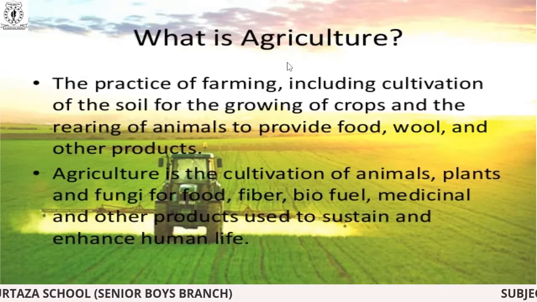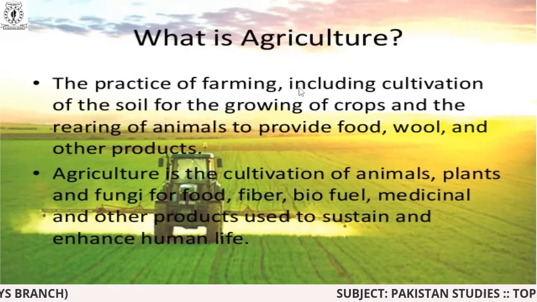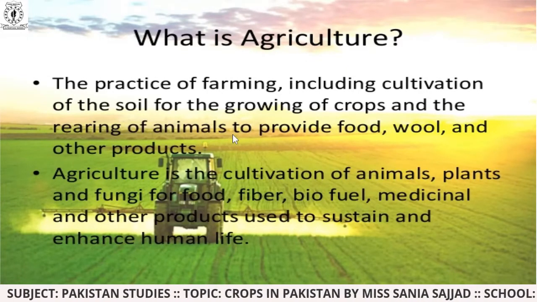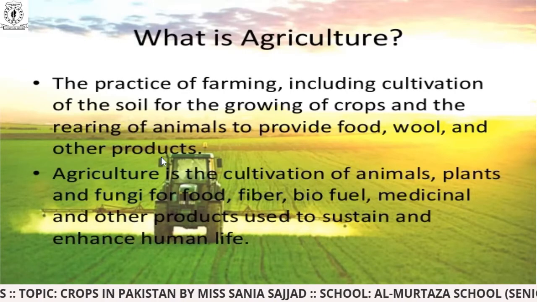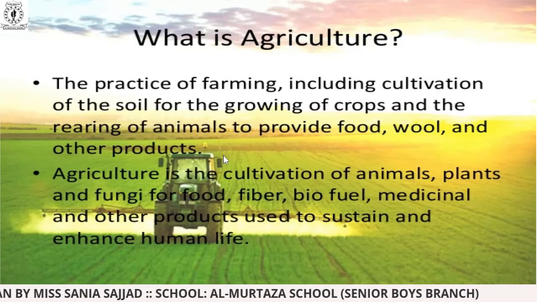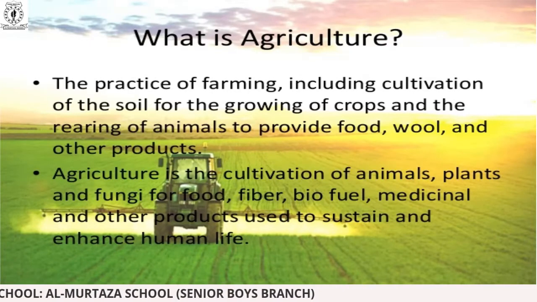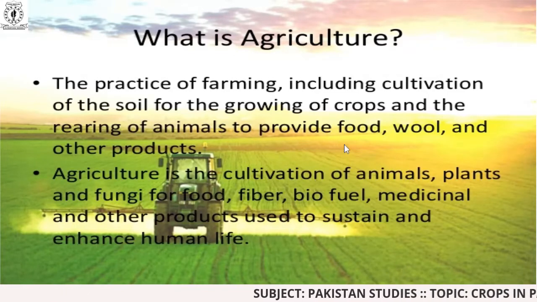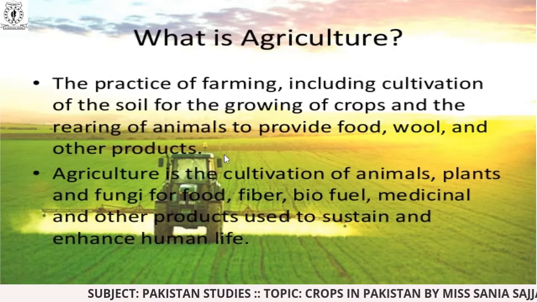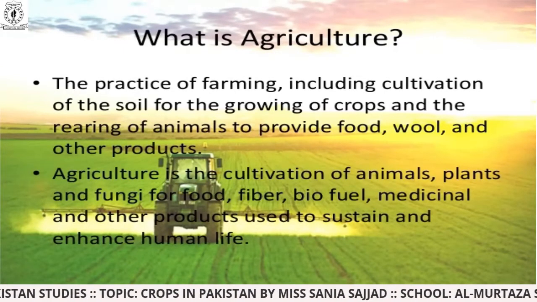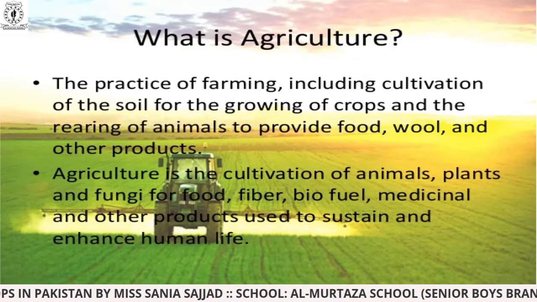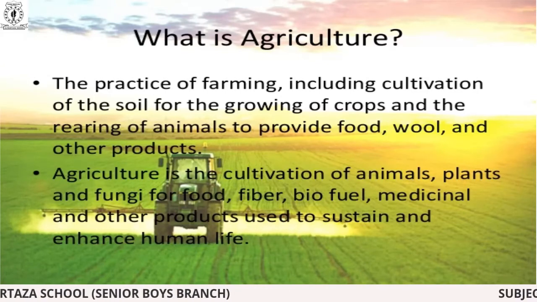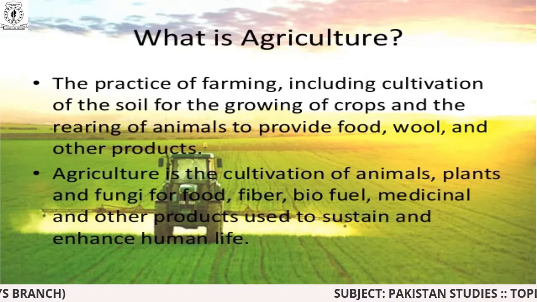Now, what is agriculture? The practice of farming, including cultivation of the soil for the growing of crops and the rearing of animals to provide food, wool, and other products. Agriculture basically means that whatever crops you're growing, and if you're looking after animals, the purpose is to fulfill your basic family needs, and yes, to sell those products such as food, wool, and other products into the international markets. And once you're selling those products into the international markets, then definitely you're gaining profit from them. So agriculture basically means cultivation of land on which you're growing crops for your utilization and for others.